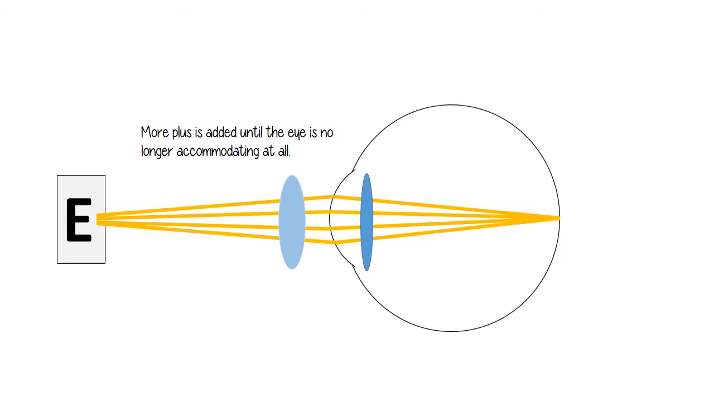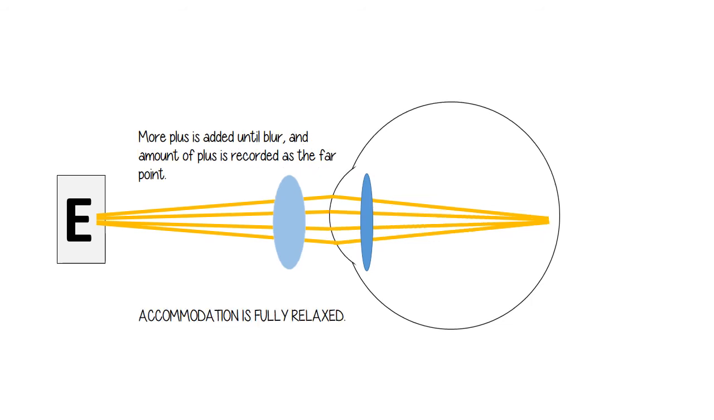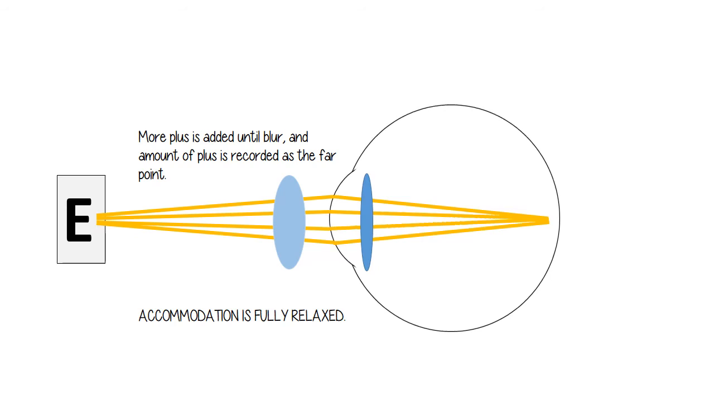And we're just going to continue to do that until the patient cannot focus. It's blurry now. And the reason the patient can no longer focus is because the patient can't relax the ciliary muscle anymore, can't allow that lens to flatten any more than it already is. And that's how we know that we've reached the far point. Far point? Did I mean to say far point? Yes, I did mean to say far point. The accommodative mechanism is fully relaxed at this point.